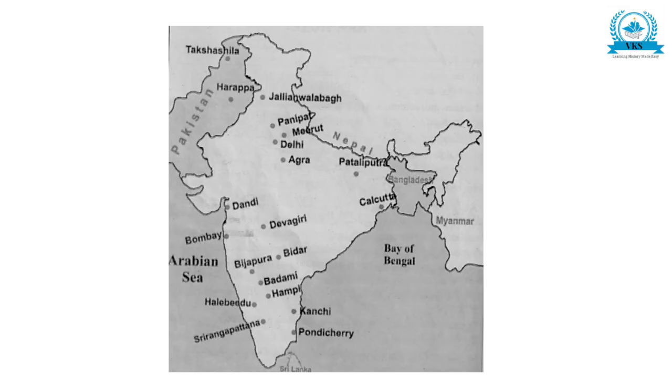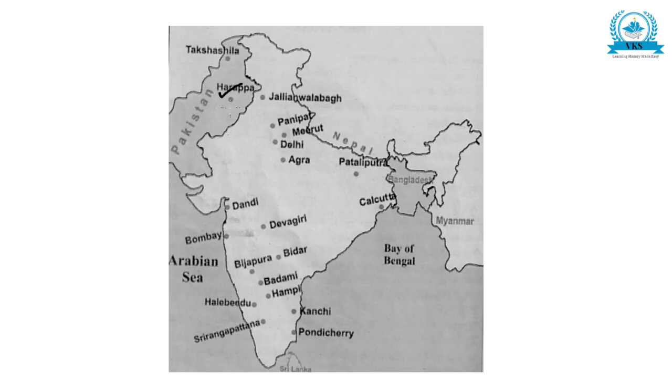And the importance of the place you should write as explained in the textbook. The same details which are given in the textbook about the place, you should write for the explanation of that place. Now let us see one by one the places. The first place you have to mark is Harappa.